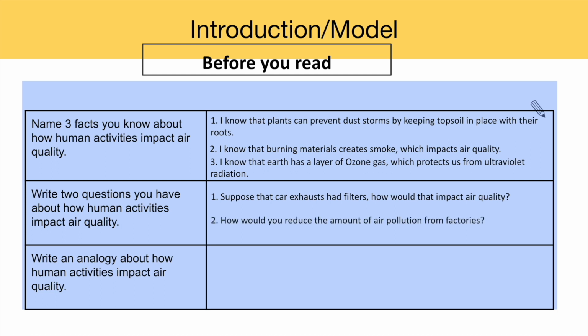And two, I also use a question start. How would you reduce the amount of air pollution from factories? And finally, write an analogy about how human activities impact air quality. Air quality index is like a thermometer. The higher the number, the sicker the air.